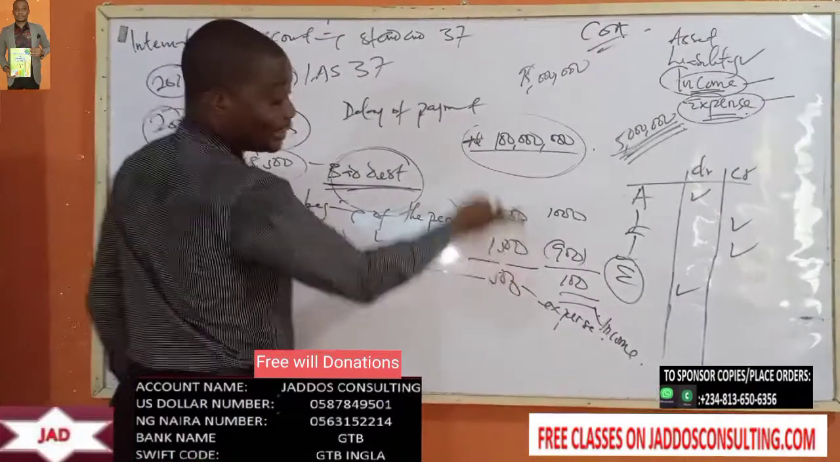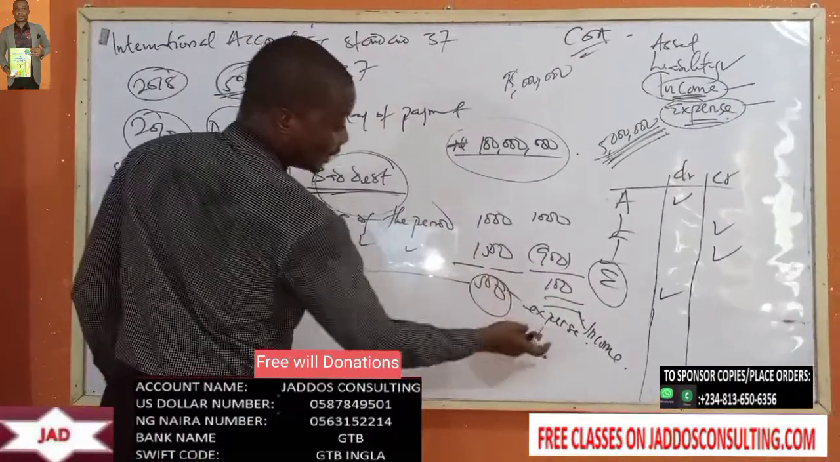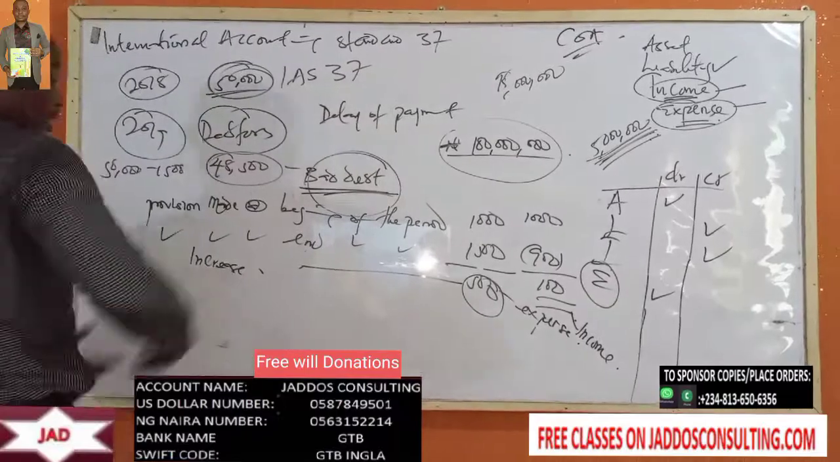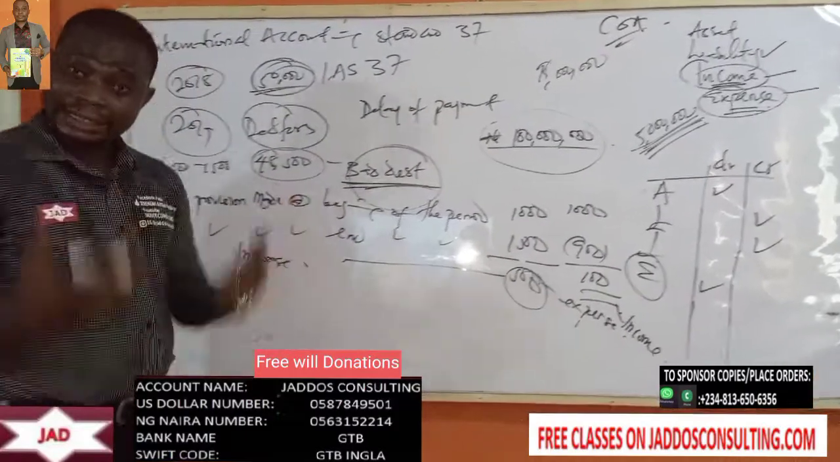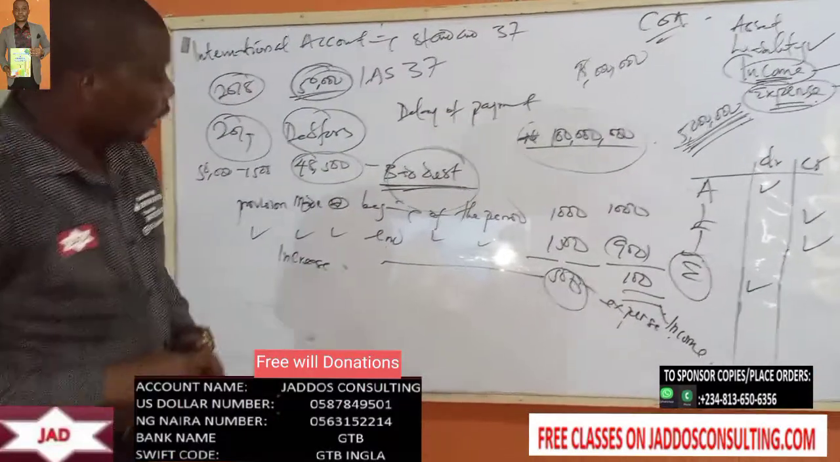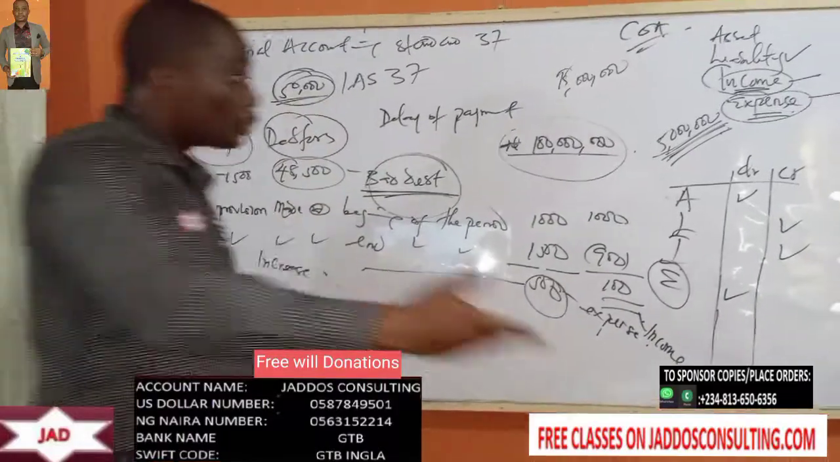Okay? So because we have made a provision at the beginning of the period, and then there's another one at the end of the period, the difference is what we're going to treat as either an expense or an income. So that's depending if it is increasing or decreasing. Okay?